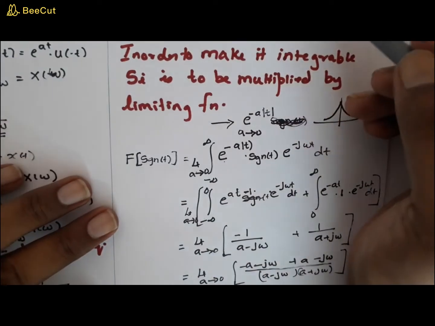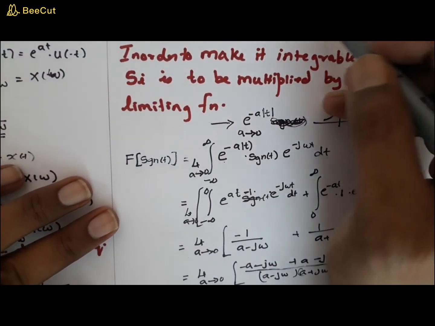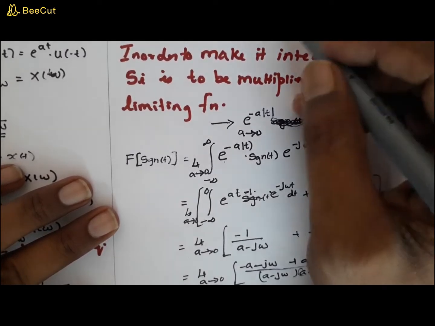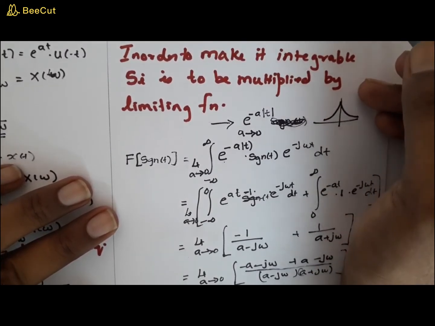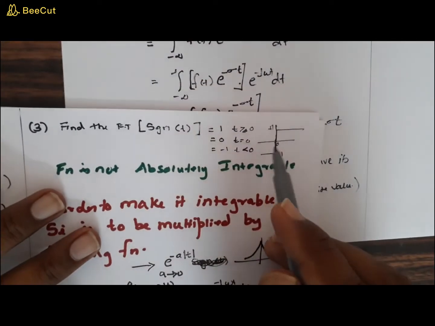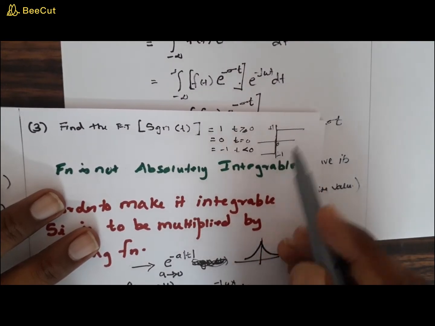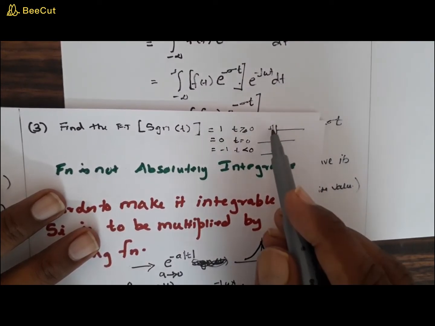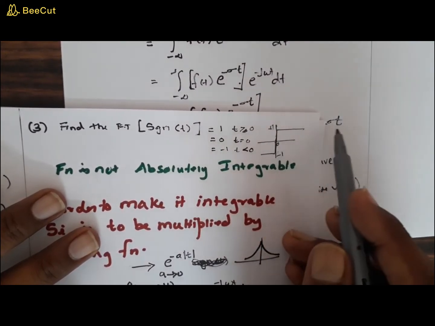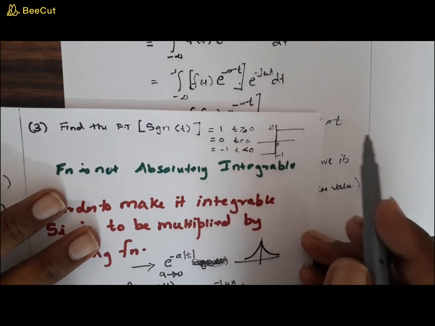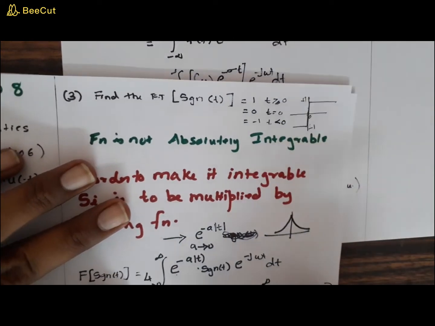Why is a signal not integrable? Because it is not limited in time. It goes on from 0 to, see, look at this. This is actually your signum function. When 0 to infinity, it goes on. It is having a finite value throughout. So when you add this from 0 to infinity, that's going to be infinite.